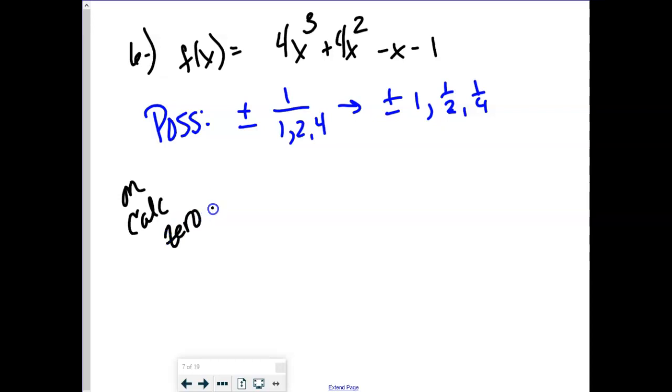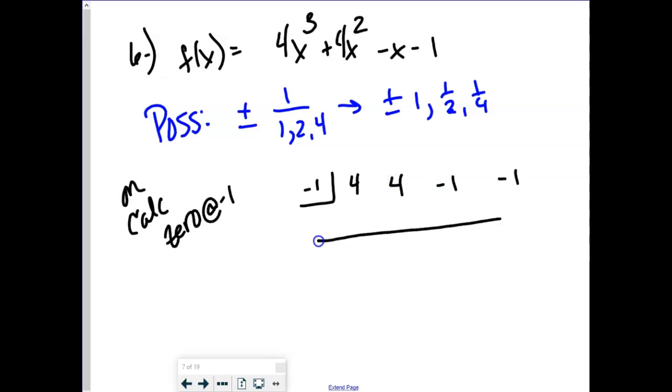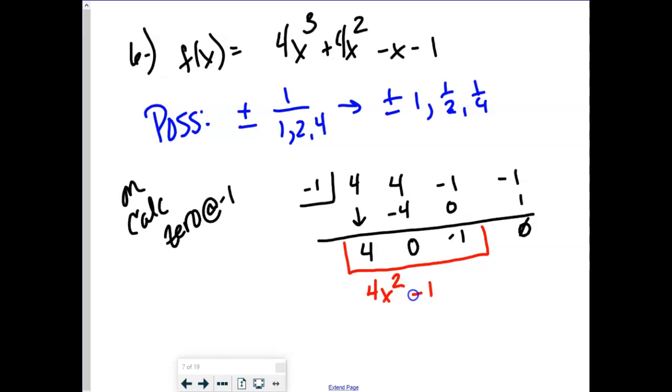-1? Okay, so there's a 0 at -1. So what I want you guys to practice doing is using synthetic division with that nice 0. And then I'll tell you why in a minute. Okay, so y'all just ended up with this quadratic, which is 4x^2 - 1.